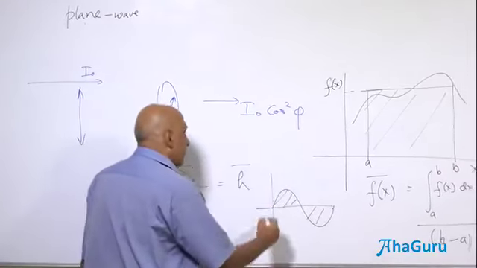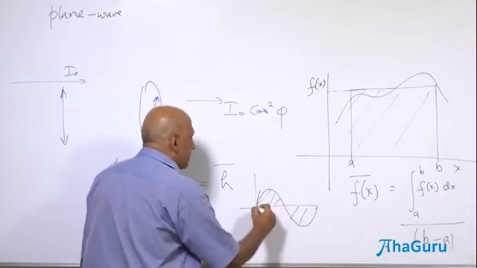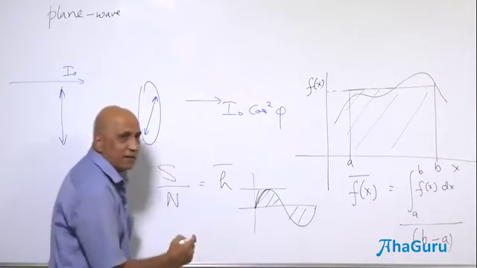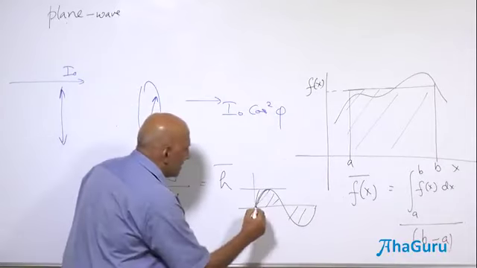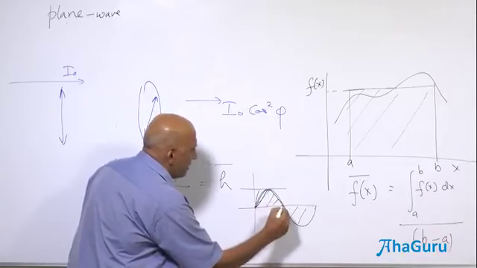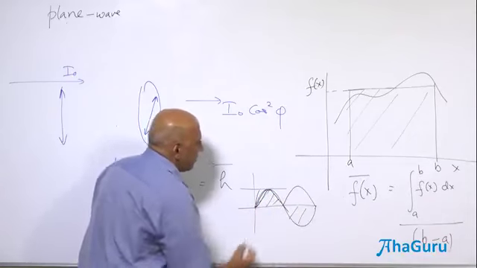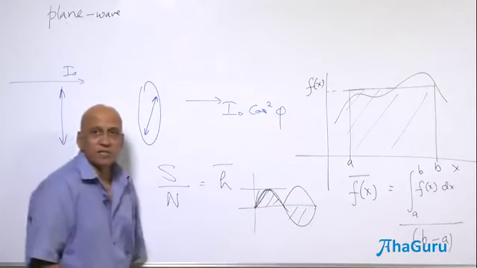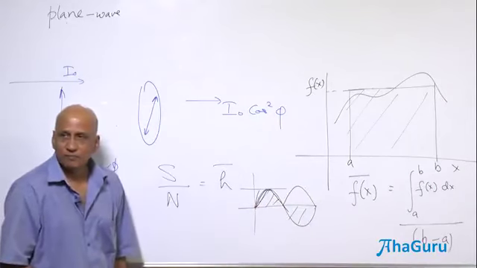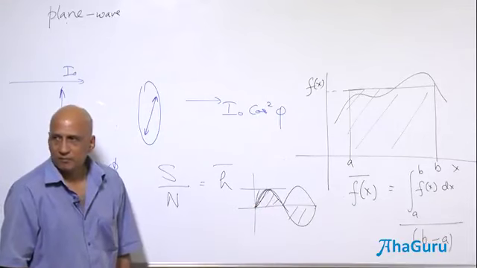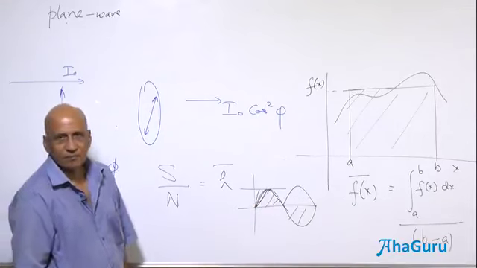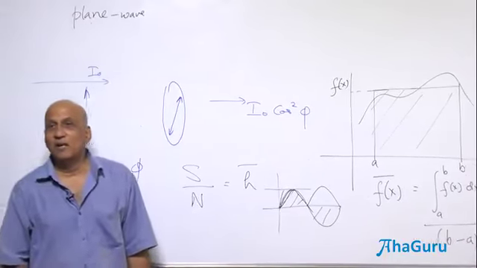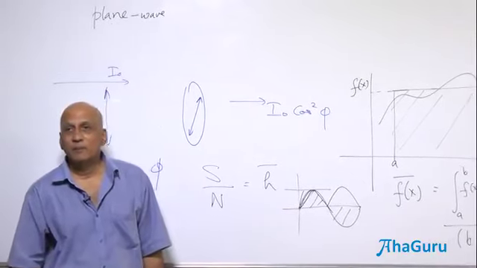The average value of a sine squared function: if I square this, remember sine's maximum value is 1, sine squared also is 1. So it will have a slightly different shape. Both sides will be positive. Negative side also will be positive. Now you can see the area is not 0. How do you prove that the average value of sine squared over one wavelength is half?